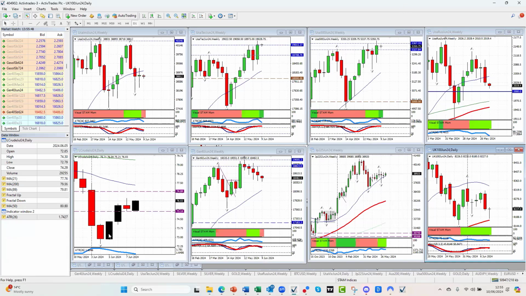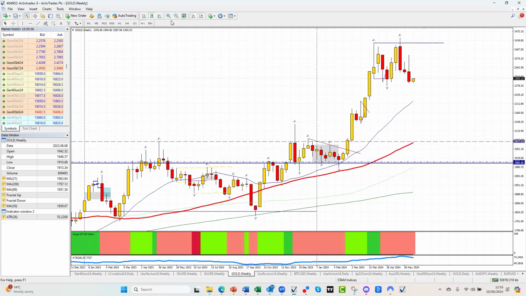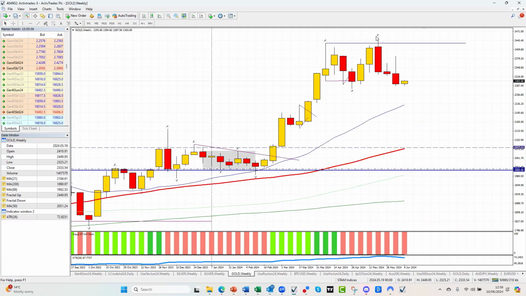I said oil. Oil has been in a downtrend, but it's had a little bit of a bump. I think people are probably more interested in gold at the moment. Gold on the weekly chart: here we are, we kind of double topped there. False breakout, real big bearish candle.